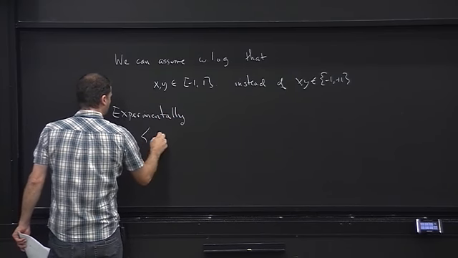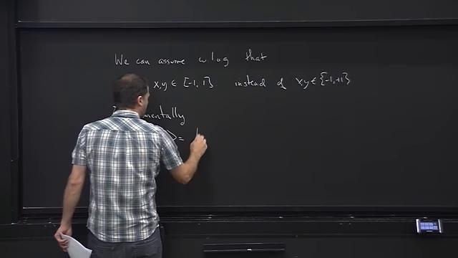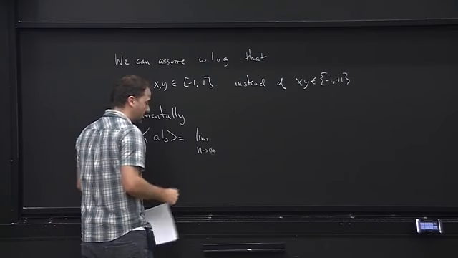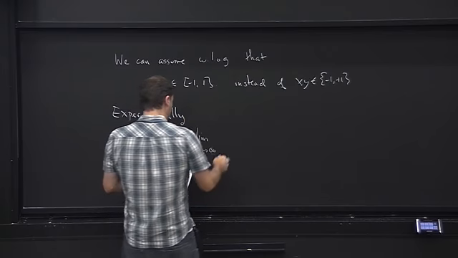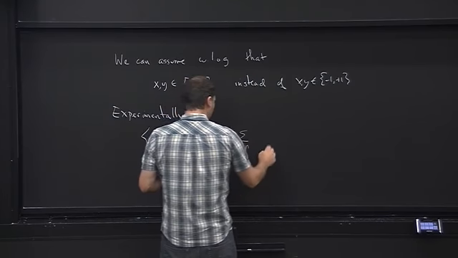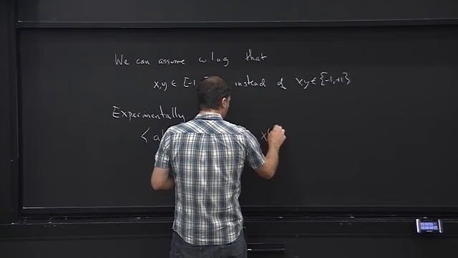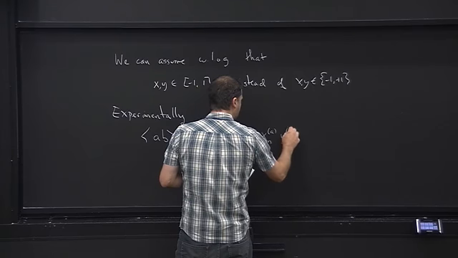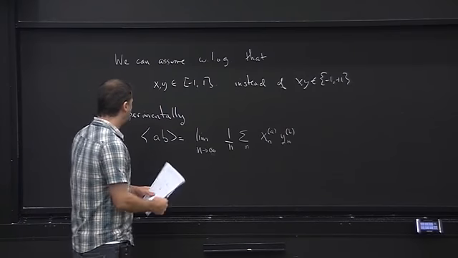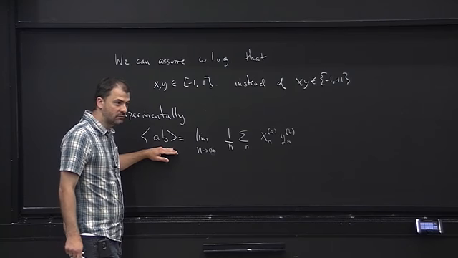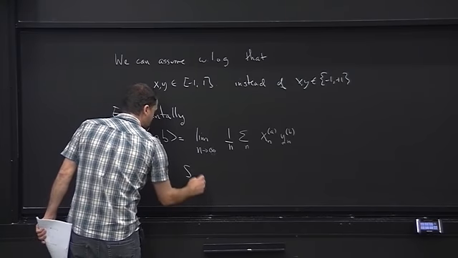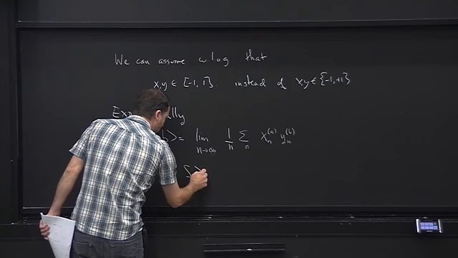So experimentally, we can talk about the expectation of AB as the limit over some repetitions of the experiment. Each time we get a random outcome for x and y, and we take the average correlation: x in outcome n, conditioned on setting A, y in outcome n, conditioned on setting B. So this is now an experimental quantity we can measure. And then what we find experimentally is that S can be greater than 2.